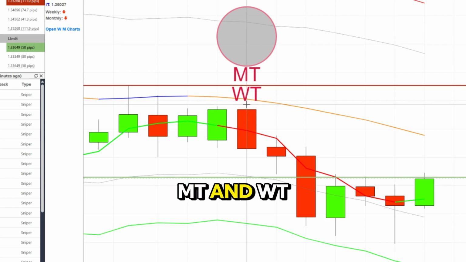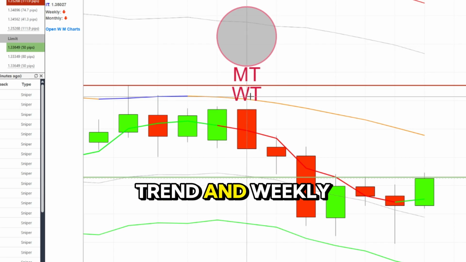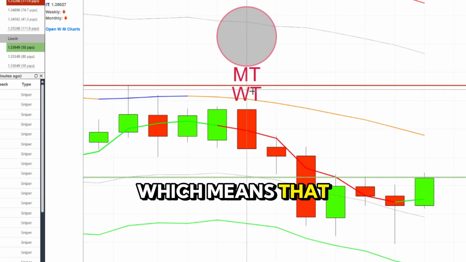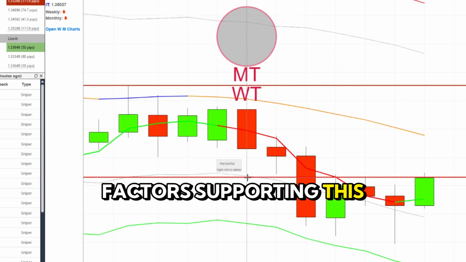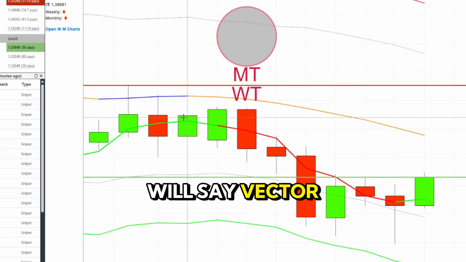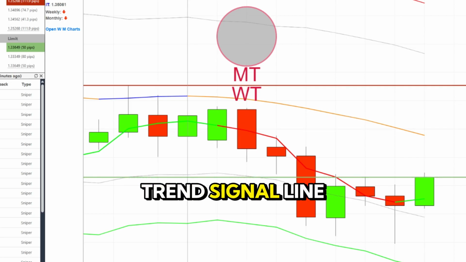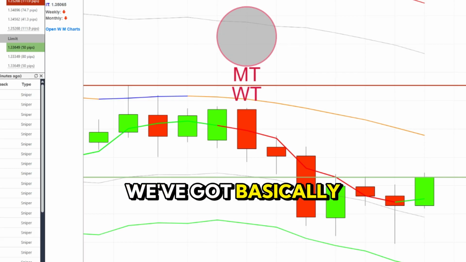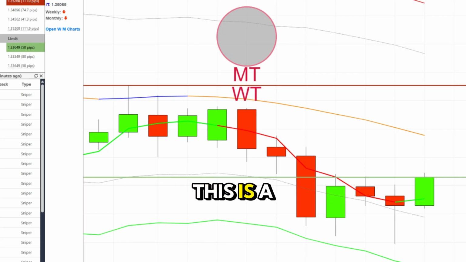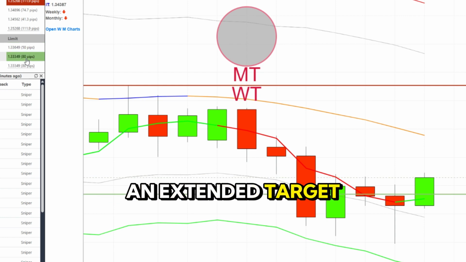We also have MT and WT standing for monthly trend and weekly trend. Which means that we've got a couple of extra factors supporting this, in addition, two more I will say, vector average from green to red, trend signal line from green to red. We've got basically 5 out of 7 things telling us that this is a really good opportunity to get into. So we'd look to go for an extended target instead.